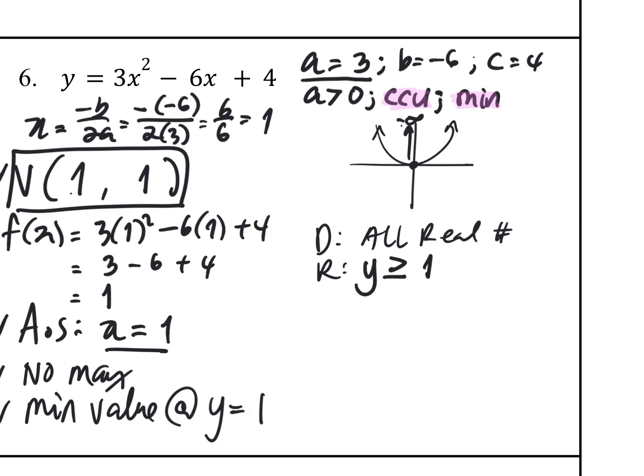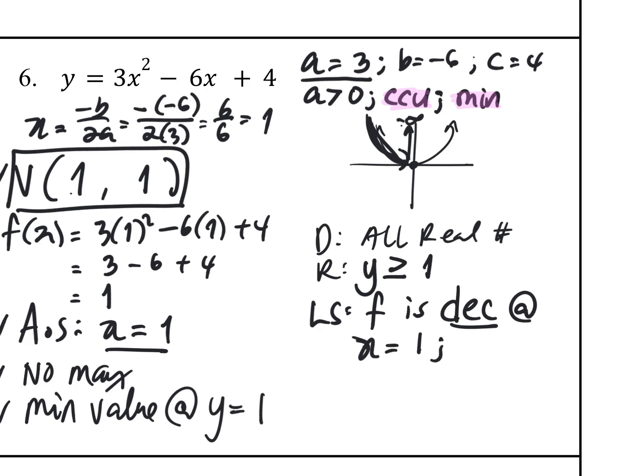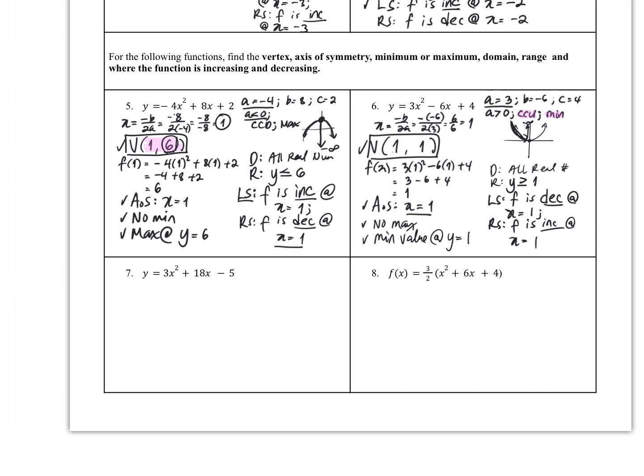Okay, now the increasing on the right side, sorry, left side. Let's start with the left side all the time. Left side in this case, if you're tracing it going to x equal to 1, the function we say is decreasing at x equals 1, and on the right side the function is increasing at x equals 1. Okay, let's go for the next one.